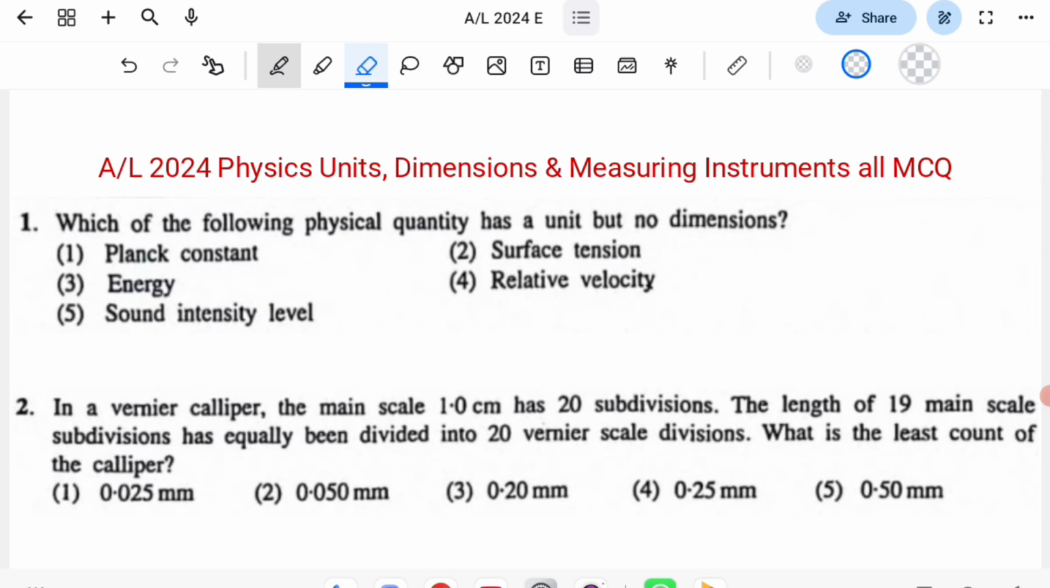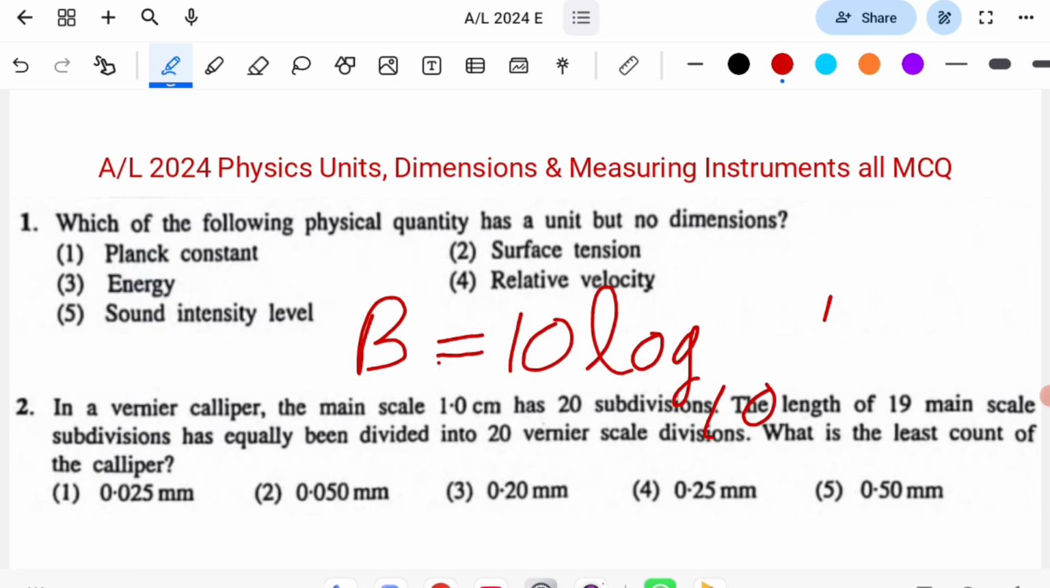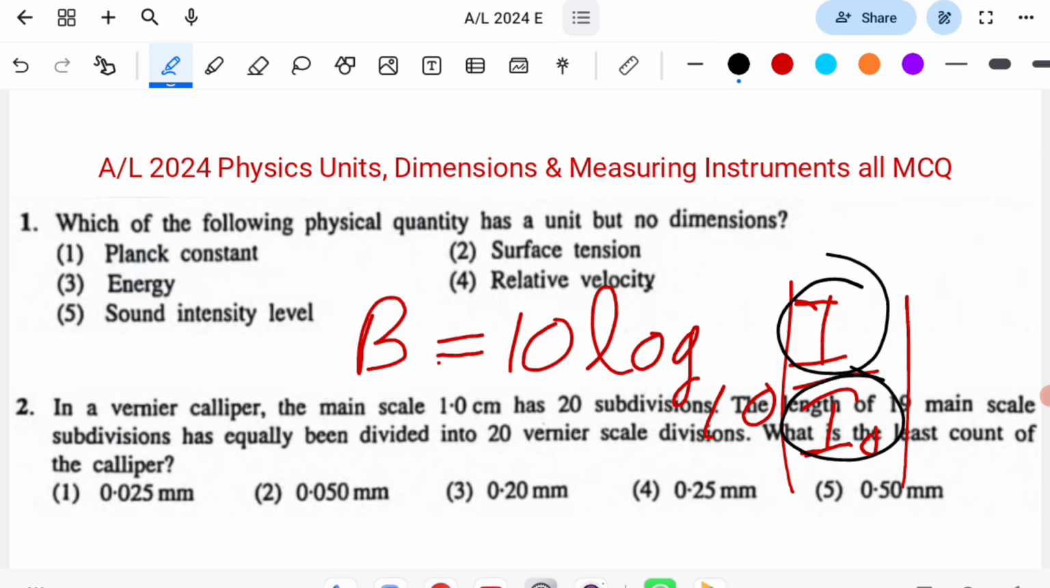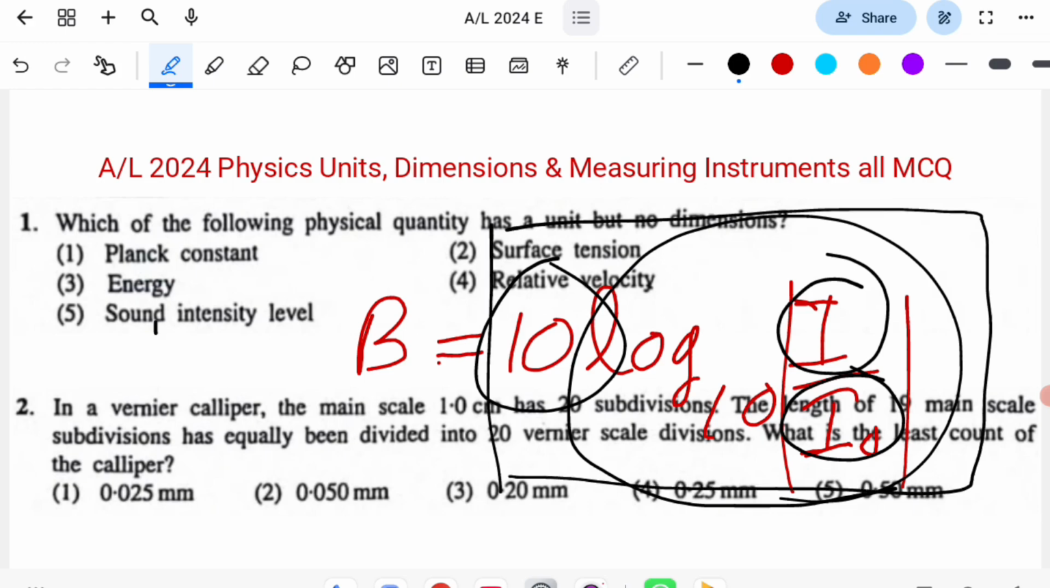But fifth one, sound intensity level. We can measure sound intensity level by decibel. We know that it is B equals 10 log₁₀ of I divided by I naught. I is the corresponding intensity and I naught is the threshold intensity for the human ear. Then there is a ratio, and we know that the log term has no dimensions. 10 is a number, therefore sound intensity level has no dimensions, but the unit of sound intensity level is decibel. There is a unit but no dimensions.